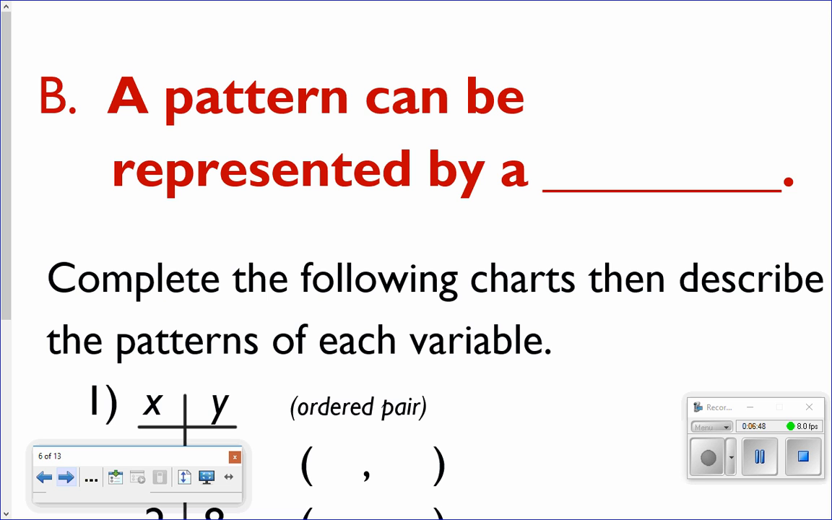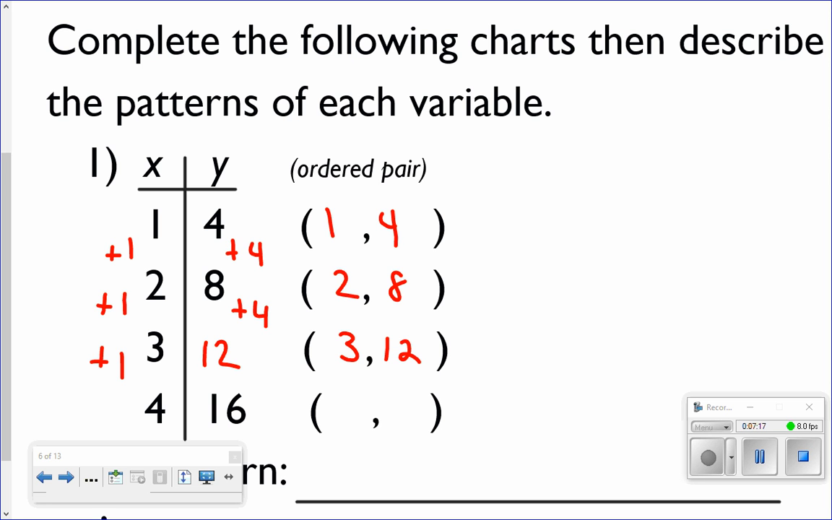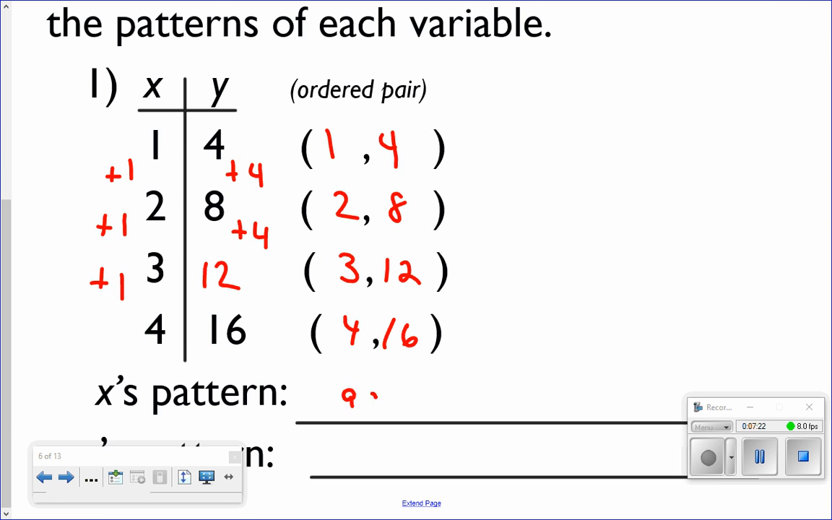The pattern can be represented by a table, and sometimes we say an ordered pair as well. So when we see a table, we actually have a pattern for the X and a pattern for the Y. You might notice that the X's are increasing by 1, and the Y's are increasing by 4. So the missing number in this pattern is 12. And sometimes we can list that pattern as ordered pairs, but it still represents the same pattern. So the X pattern, we're going to be adding 1, and the Y pattern, we're going to be adding 4.